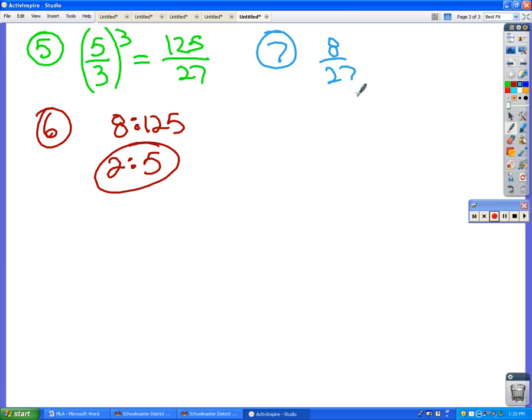So that's basically the ratio of the volumes. You have perfect volume. So you cube root it. The cube root of 8 is 2. The cube root of 27 is 3.